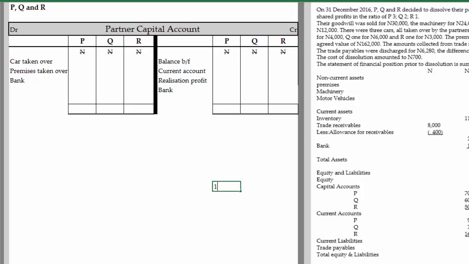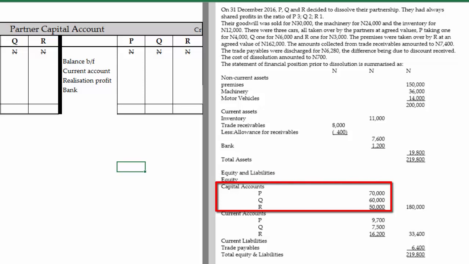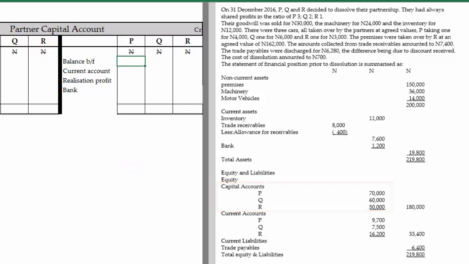So let's prepare it. In the statement of financial position, the capital account of each partner was given: P 70,000, Q 60,000, R 50,000. So let's transfer all that. On the credit of the capital account, we will have balance brought forward: for P it will be 70,000, Q will be 60,000, and R will be 50,000.